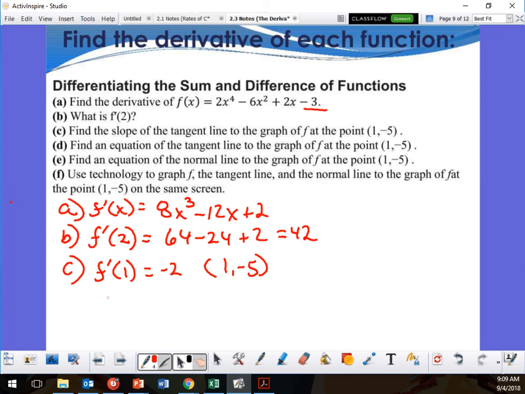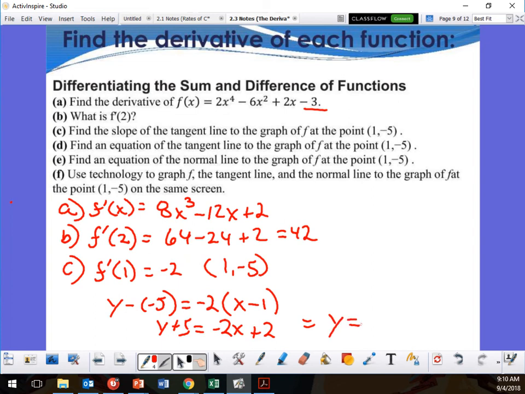So my equation is going to be y minus negative 5 equals negative 2 quantity x minus 1. Do my distribution: y plus 5 equals negative 2x plus 2. I have to subtract 5 from both sides, so y equals negative 2x minus 3. Use technology to do that.